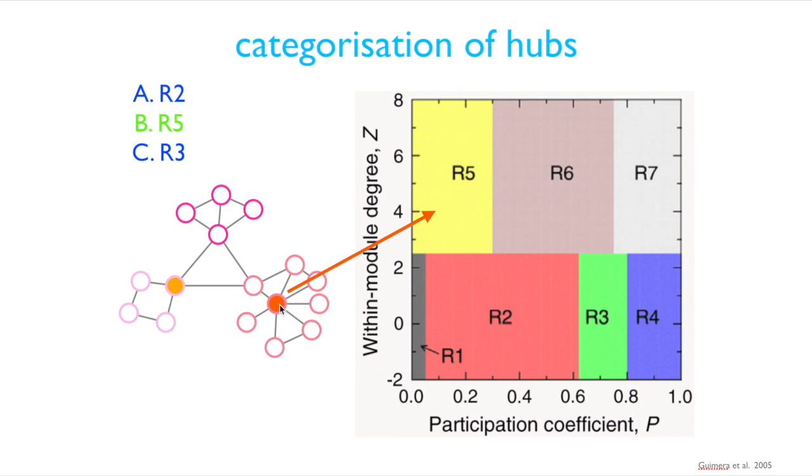Well, the orange node would be placed in R5 because it has a relatively high within-module degree z-score. It has many more connections on average than the other nodes within its module. But the participation coefficient is relatively low, because all of its connections are distributed across only one module in the network. In contrast, where would we place the yellow node? Again, would you place it in R5, R4, or in R6?